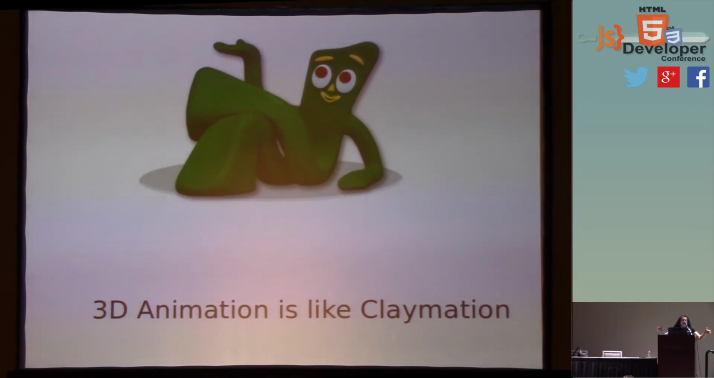Mr. Clokey makes a diorama. He builds a box, makes a little scene in the box out of felt and clay and whatever else, and puts a little Gumby in there, makes a little move with the 3D Gumby, and takes another picture, and builds up a set of frames that way. So that's what we do when we create an animation with WebGL.